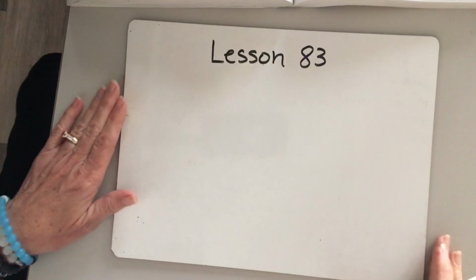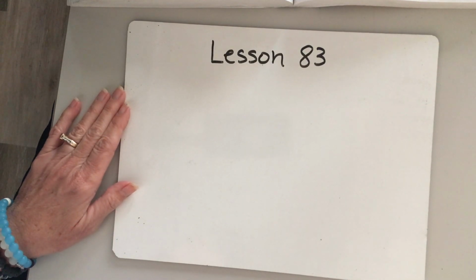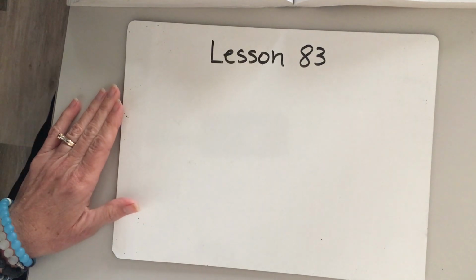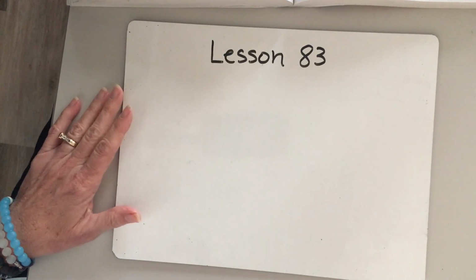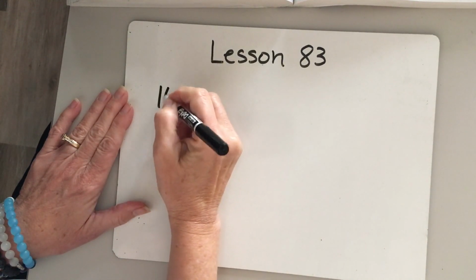We are on lesson 83, multiplying powers of 10, multiplying numbers in scientific notation. So we're just taking what we already know and putting it to the next level. Just remember your powers of 10.